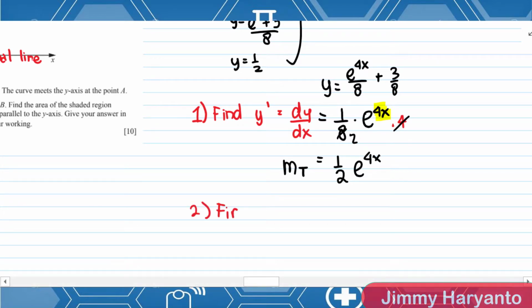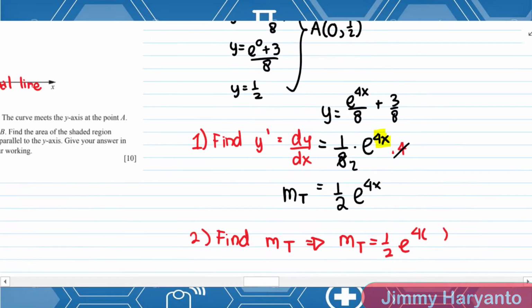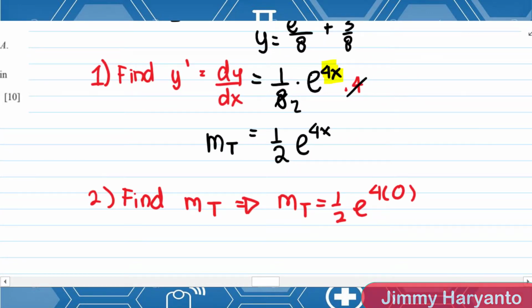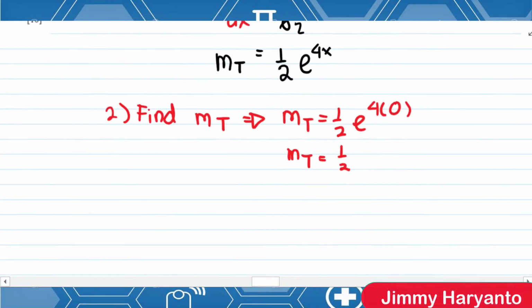Number 2, find the gradient of tangent. It will be gradient of tangent equals half e to the power of 4 times x. Nah, tadi point A-nya itu x-nya 0 kan? Jadi kalau masukin 0 ke sini. So the gradient of tangent is half.